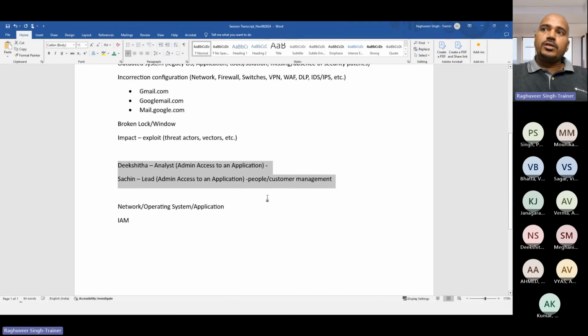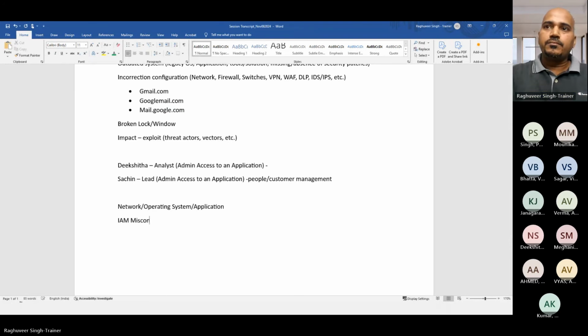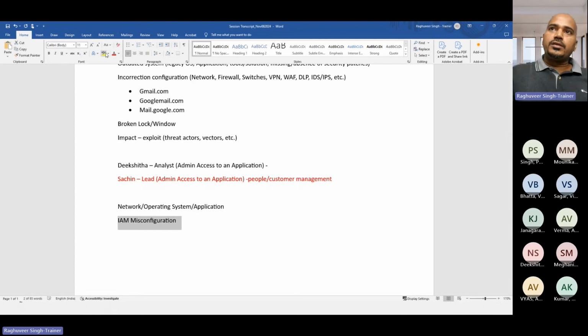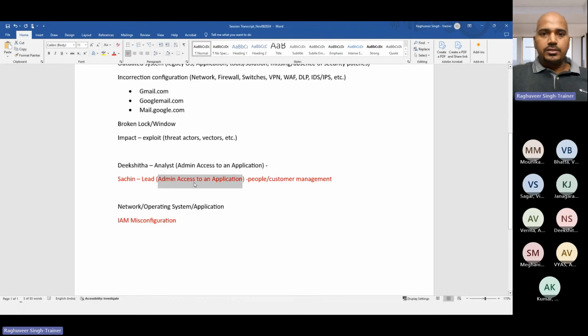In this example, what is happening? There is a vulnerability. The vulnerability is IAM misconfiguration. It's misconfiguration of IAM. When Sachin is not participating in day-to-day operational activities, why is he being granted admin access to the application? He probably doesn't need it. He's not participating in day-to-day operational activities. But because he has admin access to the application, what will happen? If Sachin's ID is compromised, if there is a brute force attack or credential hijacking that happens to Sachin's ID, the damage will be maximum.